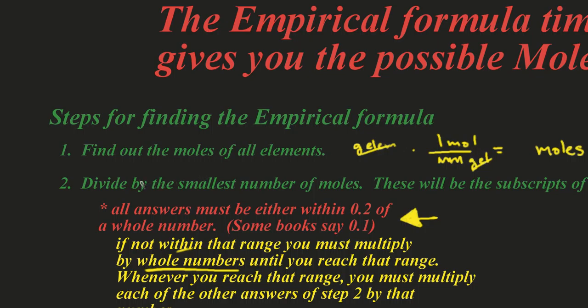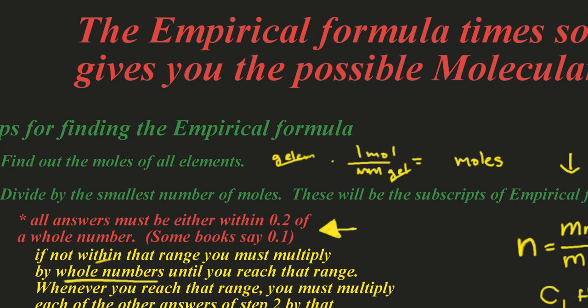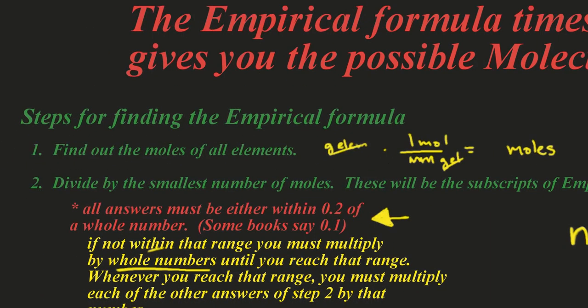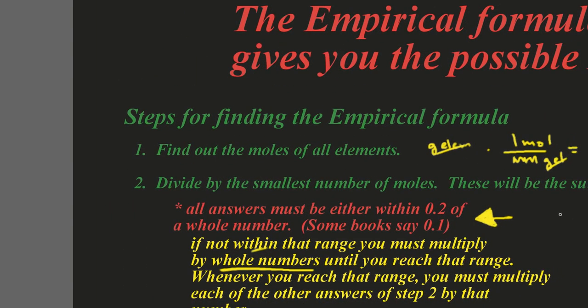And then you divide by the smallest number, the smallest answer to step one. When you do so, the answers will be the subscripts of your empirical formula. You already found it. Now, be careful. All of your answers after you divide by the smallest number of moles must be within plus or minus 0.2, or plus or minus 0.1, depending on your class, of a whole number.